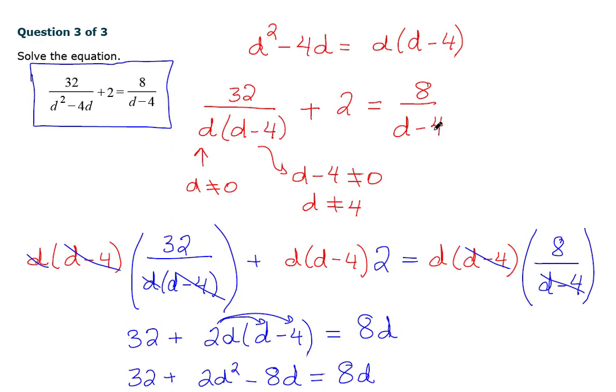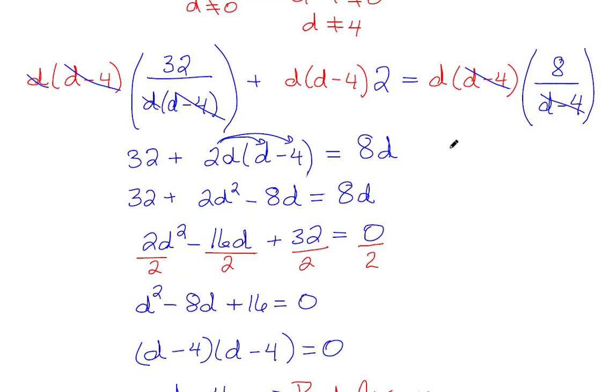Now looking at this, what could be bad? Well, let's see. I don't want this term to be 0, and I don't want d minus 4 to be 0. So the things that are bad would be 0 and 4. All right, so I'm going to multiply through by d minus 4 because that'll make all denominators cancel.